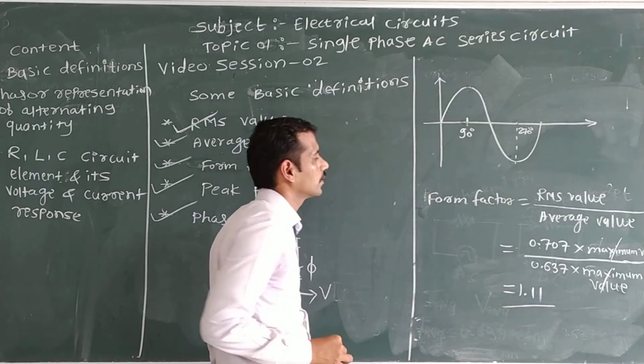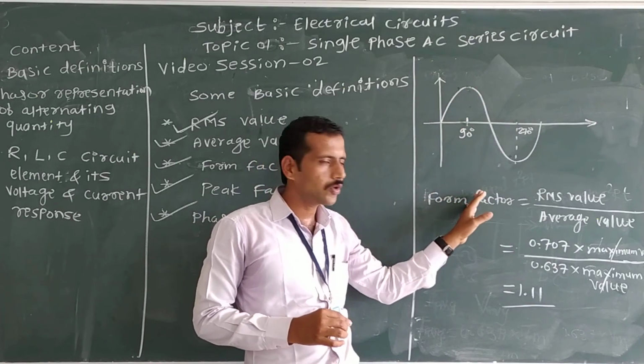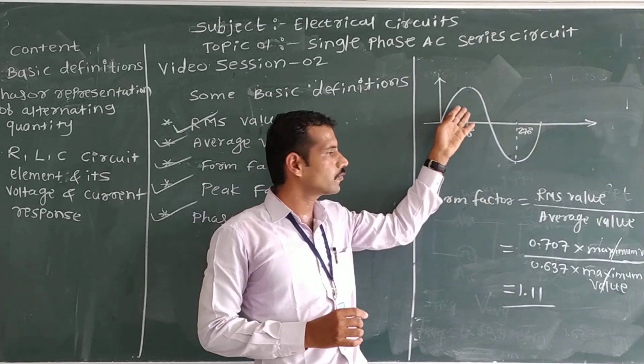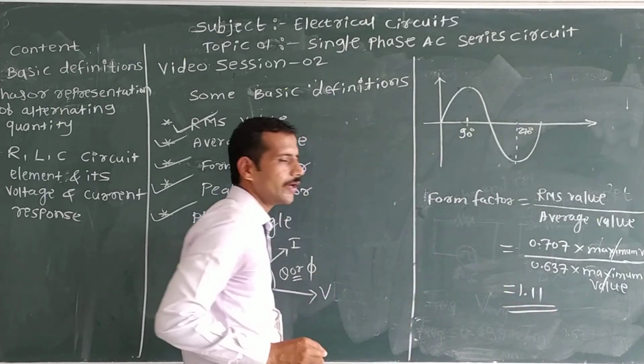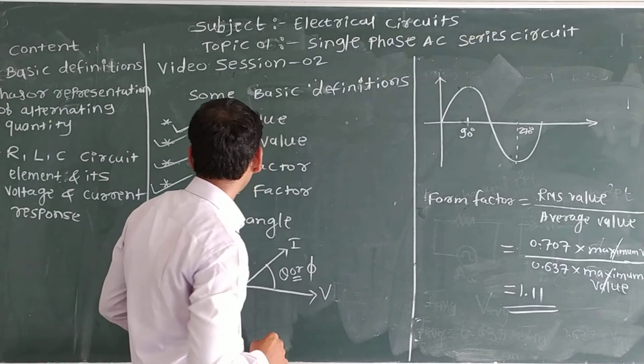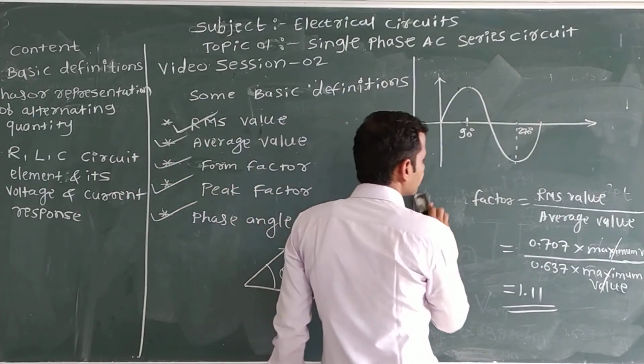That is the form factor. It is only for sinusoidal quantity. For square wave or triangular wave, the form factor will be different. We are seeing sinusoidal quantity only. For sinusoidal quantity, form factor is 1.11. Next definition is peak factor.